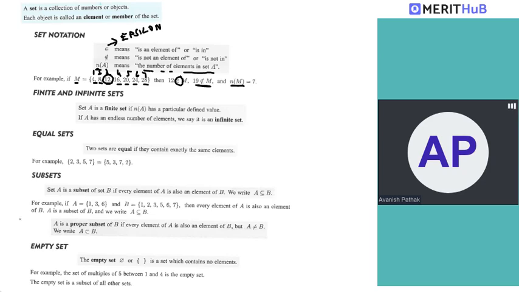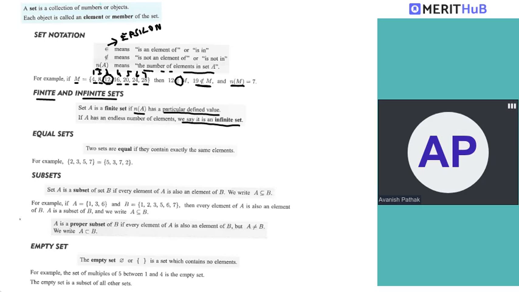Then the other definition is finite and infinite sets. Set A is a finite set if the number of elements has a particular defined value. That means we can count it. If A has an endless number of elements, we say it's an infinite set. That literally means, like the stars in the galaxy, or we can say hairs on a human being. This is something we cannot count, and that comes under infinite set.